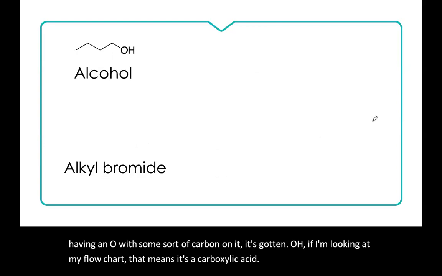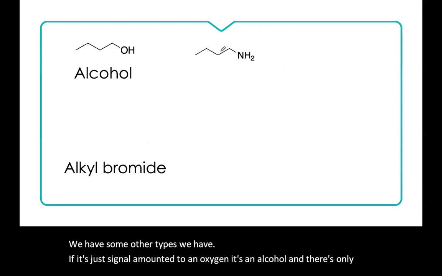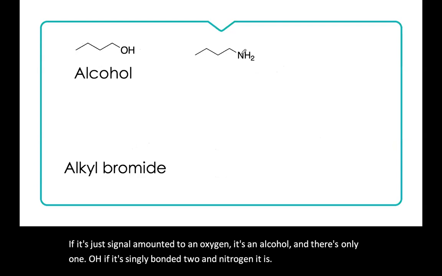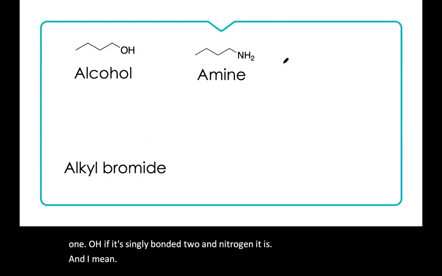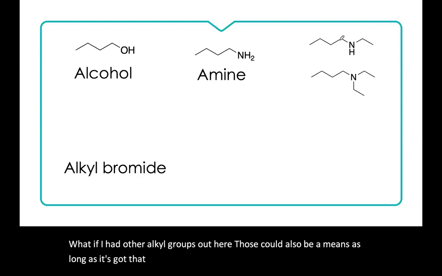Okay, we have some other types. We have, if it's just singly bonded to an oxygen, it's an alcohol, and there's only one OH. If it's singly bonded to a nitrogen, it is an amine. Wait a second. What if I had other alkyl groups out here? Oh, those could also be amines, as long as it's got that nitrogen where it's only got single bonds to it.